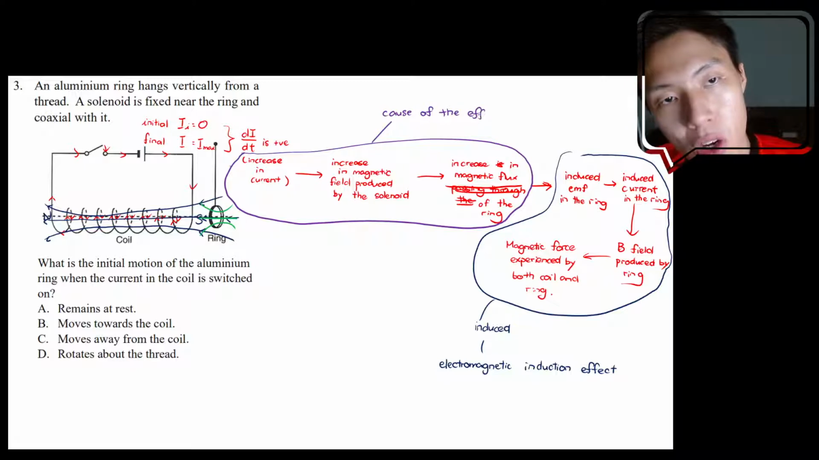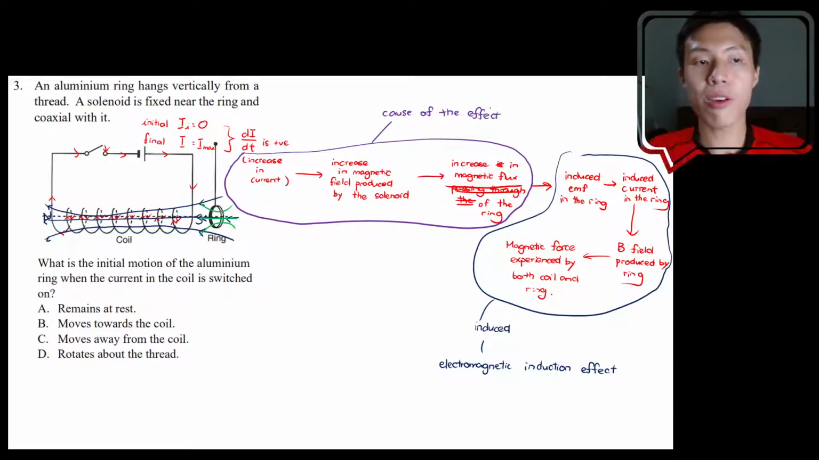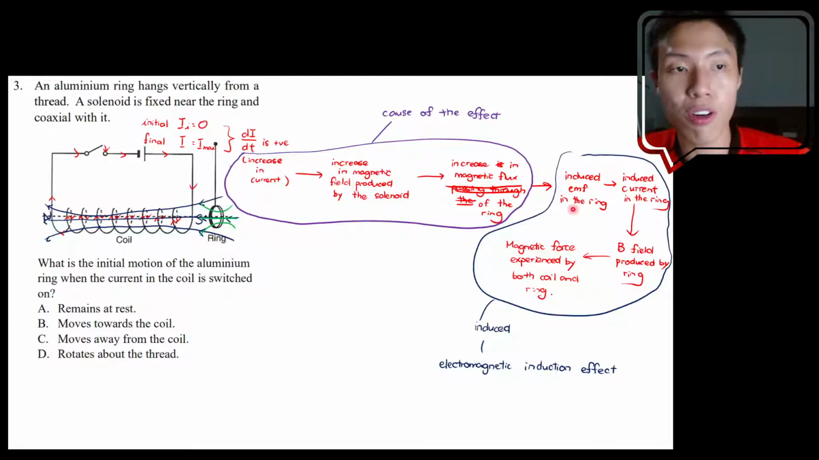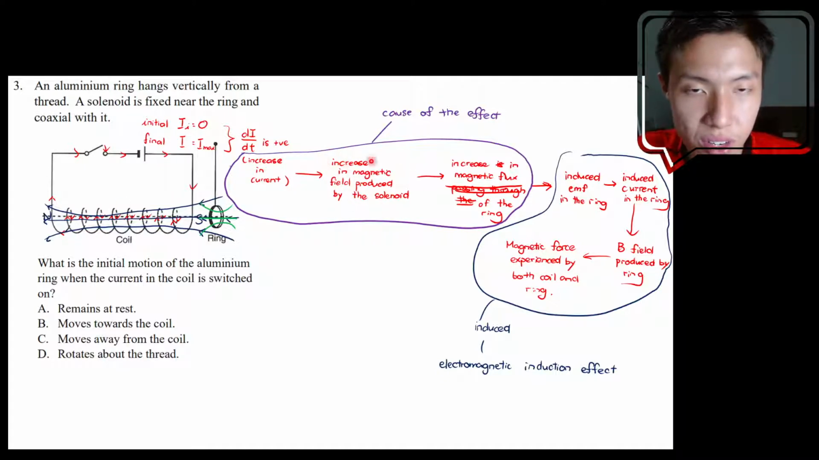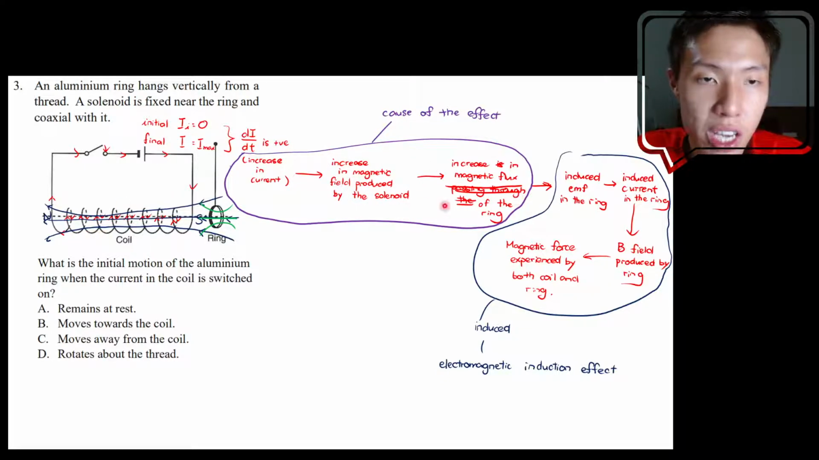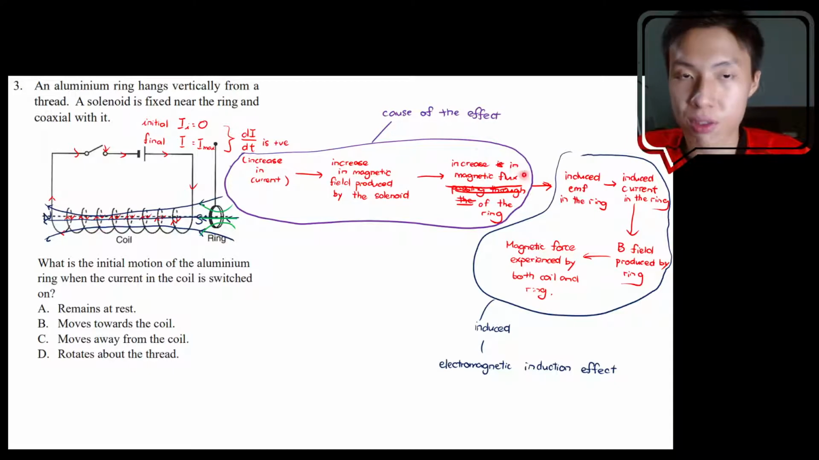What causes this induced EMF, induced current, induced magnetic field, induced magnetic force? All these things are induced, but what is the cause? It's caused by the increase in current in the coil, causing the increase in magnetic field produced by the solenoid, causing the increase in magnetic flux of the ring. This is the cause, this is the effect.